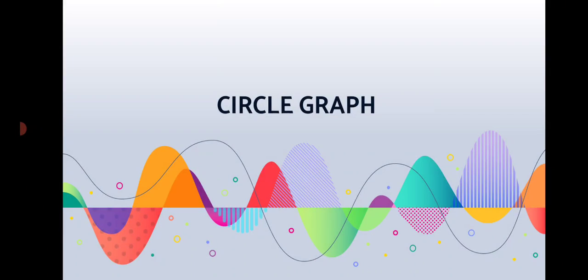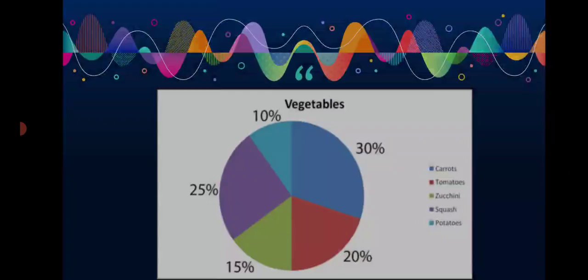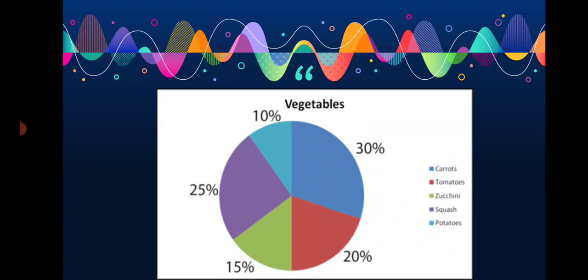And then comes the circle graph. So again children, here the data is also put in a graph but in a circle form. As you can see, it is put in percentage. So as you can see, this is a circle. Out of this circle, 30% is represented by carrots, the blue color carrots, 20% is tomatoes. So carrots and tomatoes together make 50% of the circle, that is half of the circle, 1/2 of the circle. Zucchini is 15%, squash is 25%, and potatoes 10%.